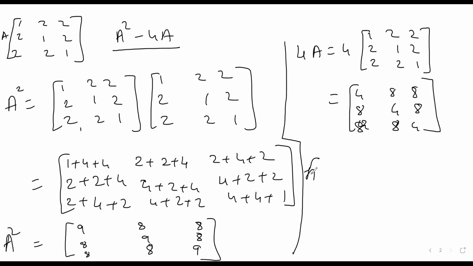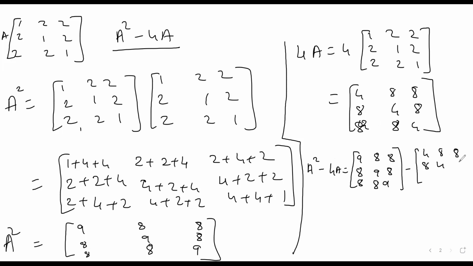Now A squared minus 4A is [9 8 8; 8 9 8; 8 8 9] minus [4 8 8; 8 4 8; 8 8 4]. 9 minus 4 is 5, 8 minus 8 is 0, and so on, giving [5 0 0; 0 5 0; 0 0 5].